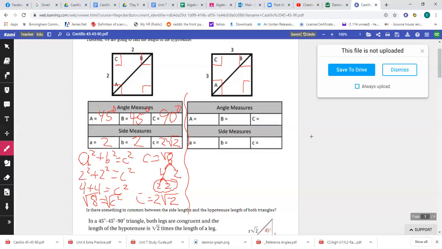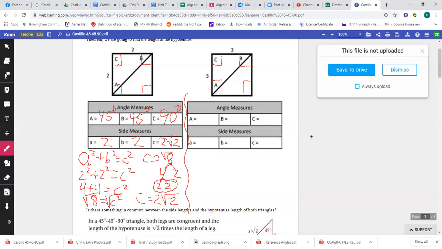Mr. Castillo, do you always put it in simplest form? Usually for Pythagorean theorem, the directions will either say simplest radical form or decimal. But for these problems, we're going to do radical form because it's going to lead to something. But depending on the instructions, it could be radical or it could be decimal form.